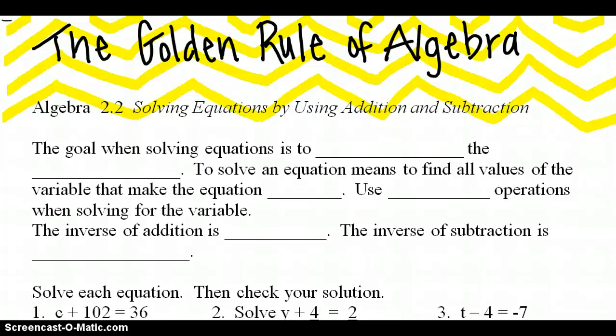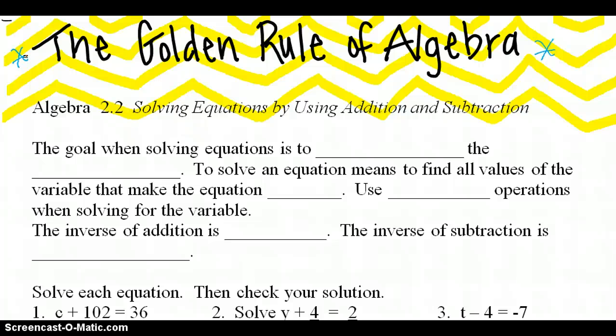Hello, Algebra students. This is Chapter 2, Section 2, Solving Equations by using addition and subtraction. I like to call this lesson the golden rule of algebra. Whatever you do to one side of an equation, you must do to the other.